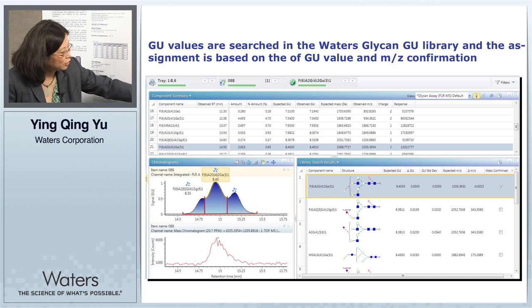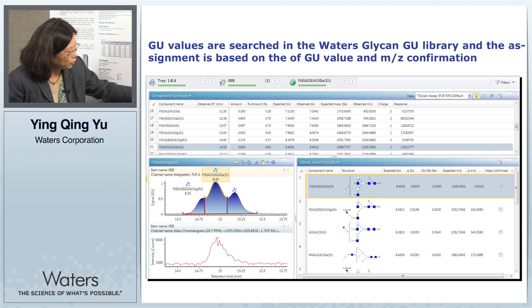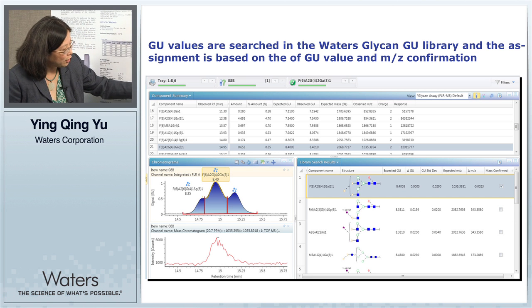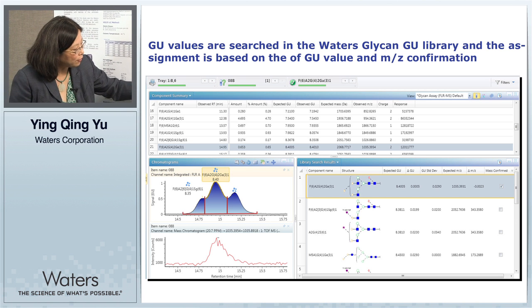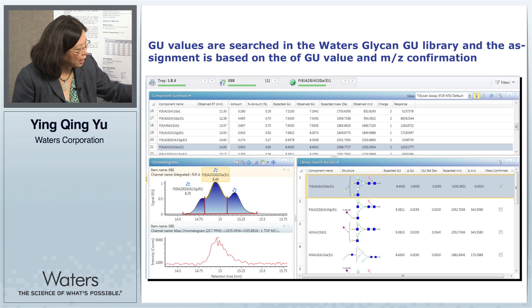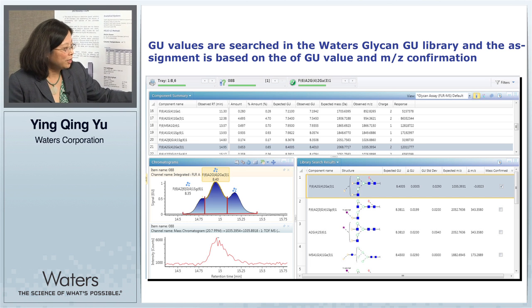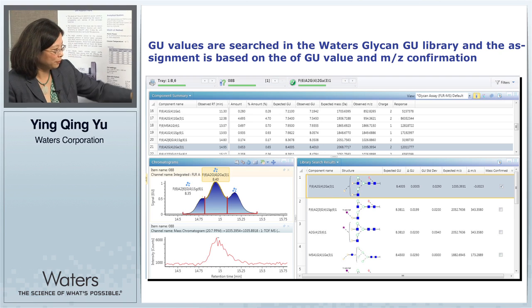In addition to the library search, in this review panel from Unify you also get the processed FLR chromatogram, and also the extracted ion chromatogram of the highlighted glycans. So this is very information rich.